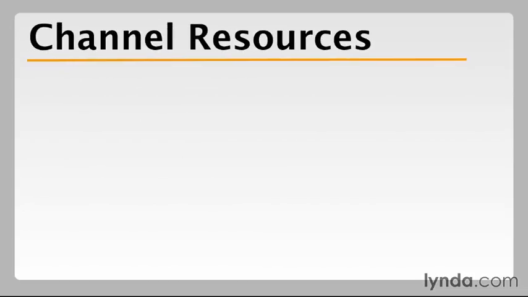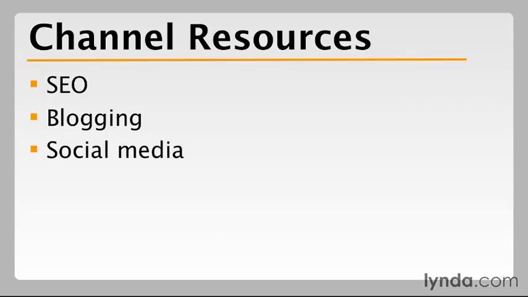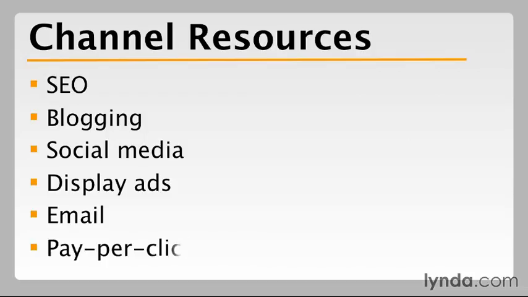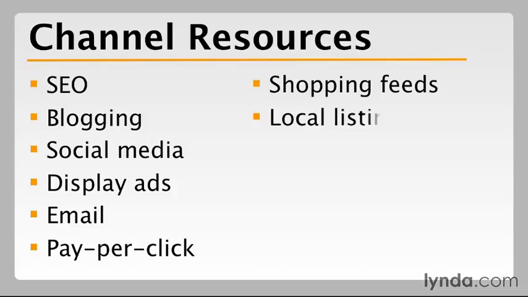So let's look at the channel resources. We have so many things available to us as online marketers, and this can be a burden, but it can also be a way of looking for potential opportunity online. Search engine optimization, blogging, using social media, of which blogging is a part, display ads, email, pay-per-click marketing. If you are an e-commerce site, you can take advantage of shopping feeds in the search engines. If you're a regional or local business or entity, you can take advantage of local listings.